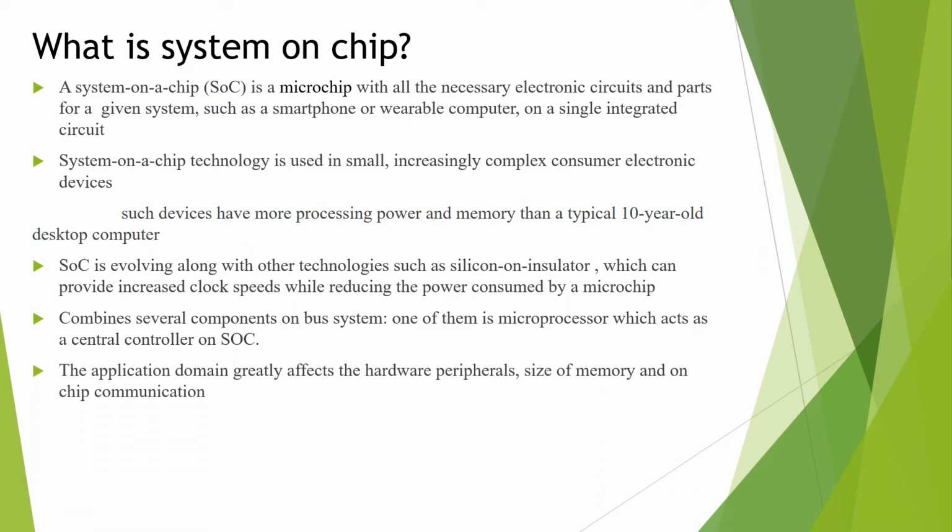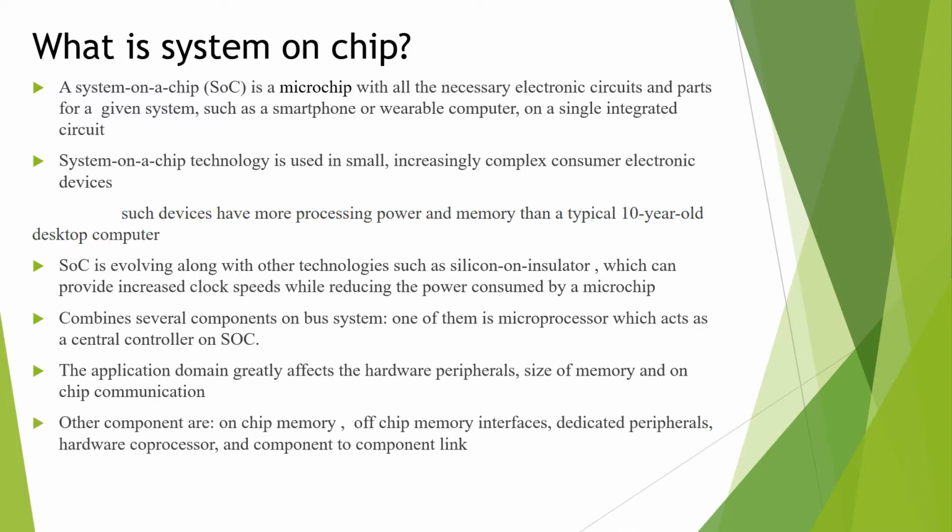System on chip is evolving along with other technologies such as silicon on insulator, which can provide increased clock speed while reducing the power consumed by a microchip. It combines several components on a bus system. One of them is the microprocessor, which acts as a central controller on the system on chip. Other components are on-chip memory, off-chip memory interface, dedicated peripherals, hardware coprocessors, and component-to-component link. The application domain greatly affects the hardware peripherals, size of memory and on-chip communication.